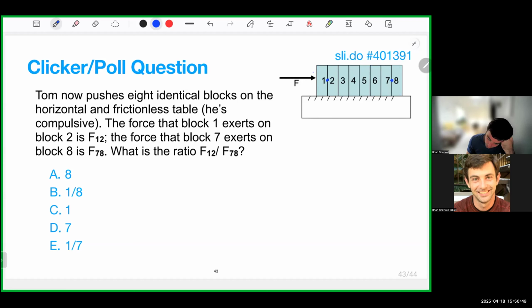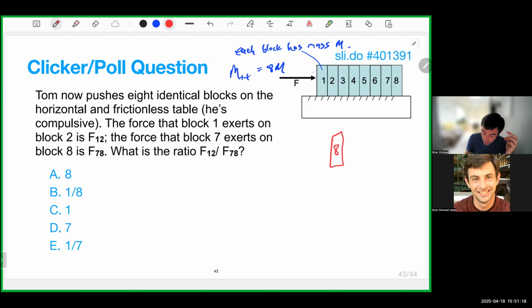Okay. So let's say that each block has mass m. So the total, m total, for all 8 is 8m. Okay. So we can draw a few different free body diagrams. So let's draw a free body diagram just for block 8 by itself.